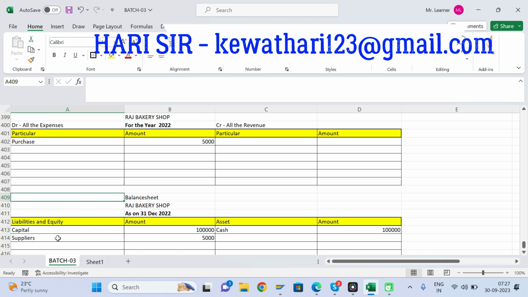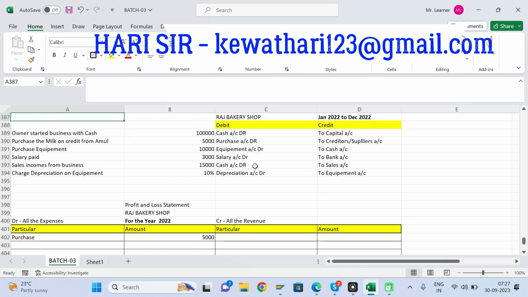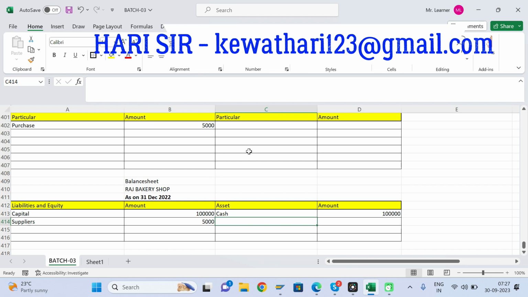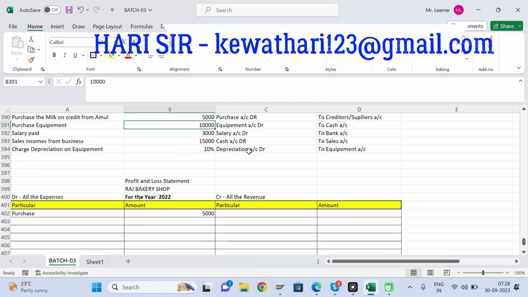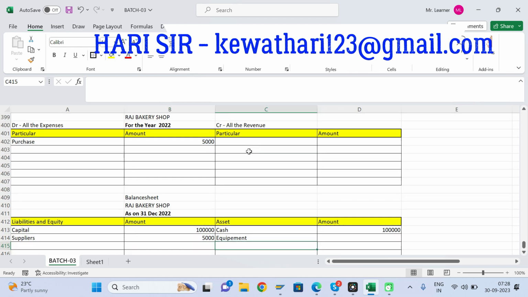Okay, like this. Now come to another one. Equipment is your asset. Then cash is also an asset. Equipment, how much? 10,000 rupees. And cash is going, so you have to minus your cash 10,000. Because when you're buying the asset, your cash is going, so you minus your cash. Okay, like this.